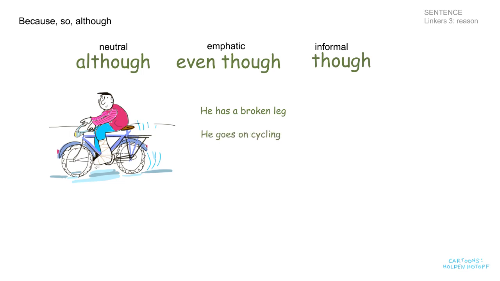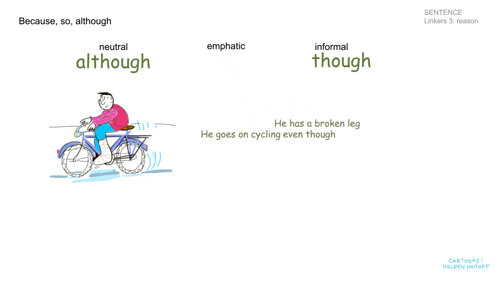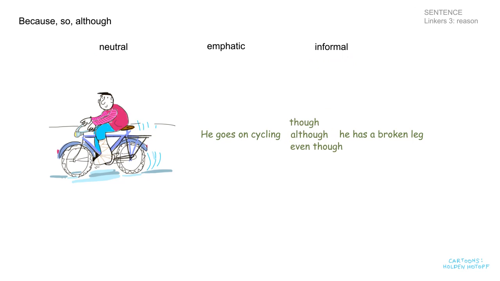Put those sentences together and we have, he goes on cycling even though he has a broken leg. That's quite surprising and it sounds difficult, but there he is. And you could use although or though there as well. They're just not so emphatic. Although is neutral and though is more casual.